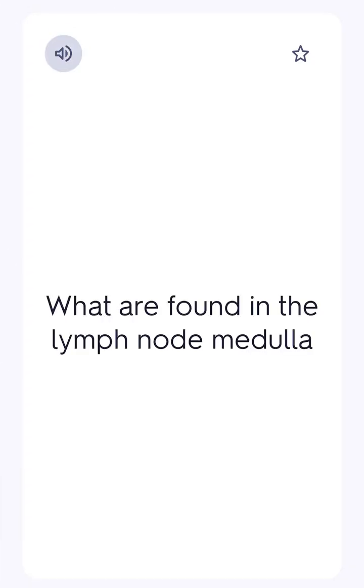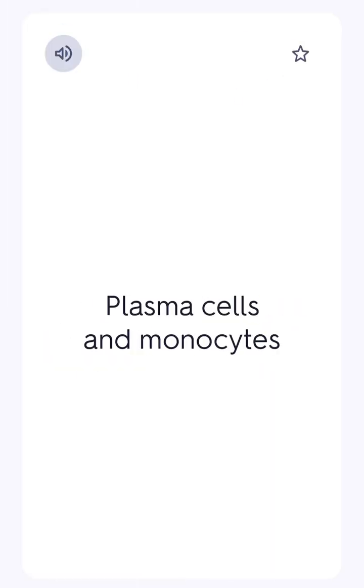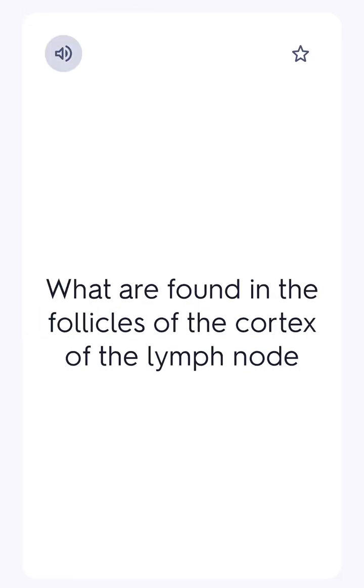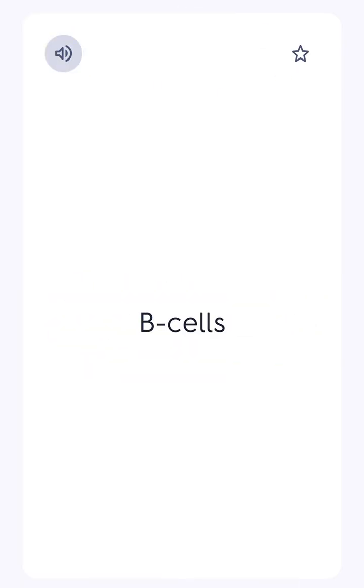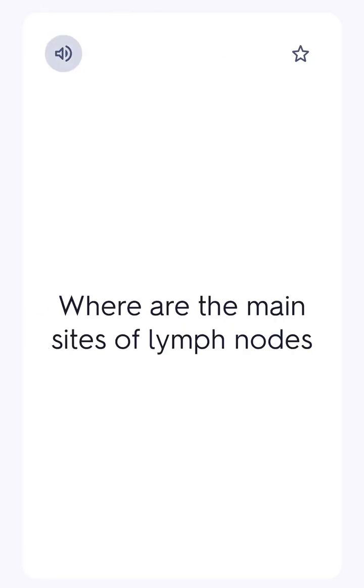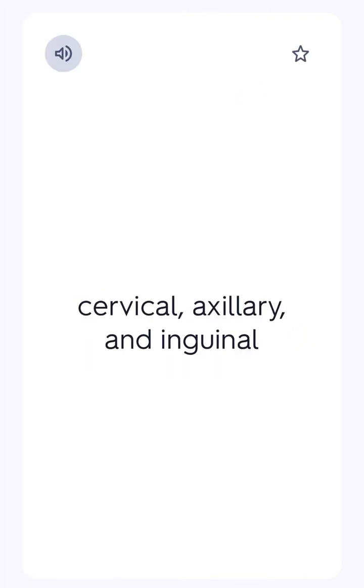What are found in the lymph node medulla? Plasma cells and monocytes. What are found in the follicles of the cortex of the lymph node? B cells. Where are the main sites of lymph nodes? Cervical, axillary, and inguinal.